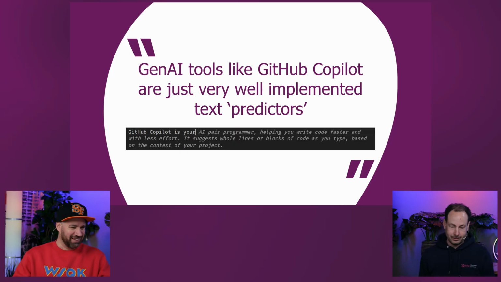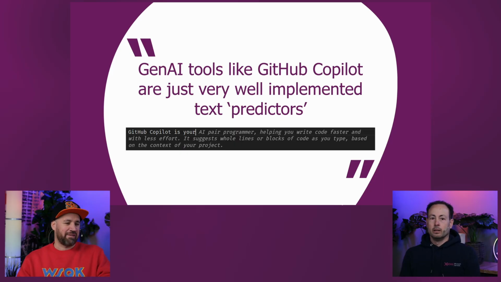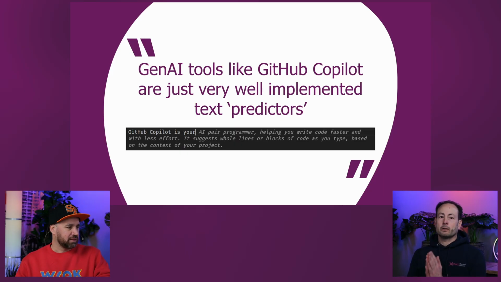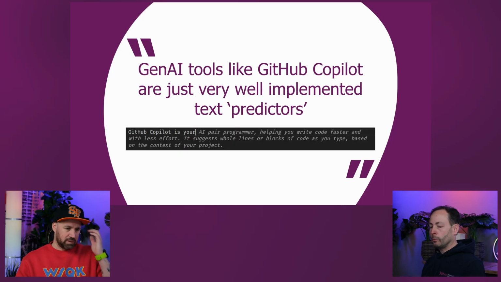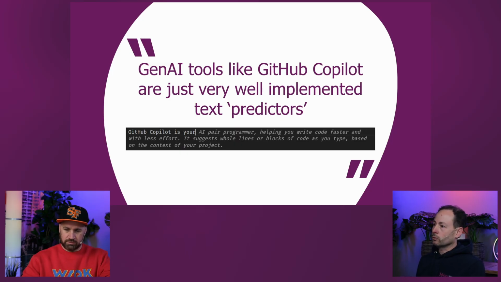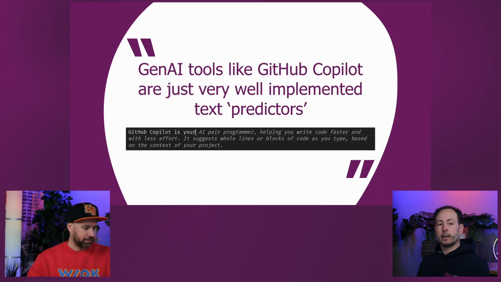Of course. All right, so to get started, GenAI tools like GitHub Copilot are just very well implemented text predictors. That is a message that I would like to convey, because a lot of people think GitHub Copilot is magic, but GitHub Copilot is not magic. It's just very good at predicting the next word. And although there is all kinds of technology around it to make sure that it works the way you see it work, there is no magic.